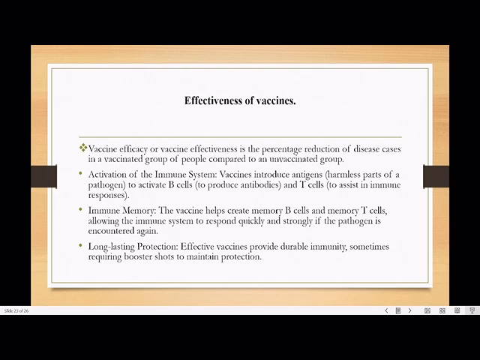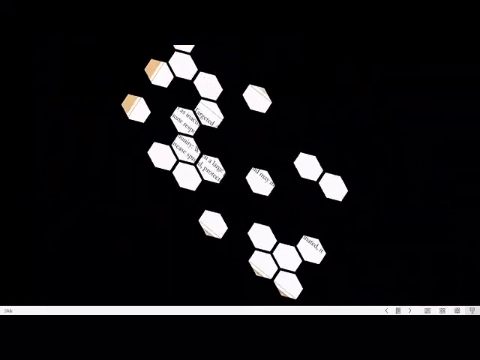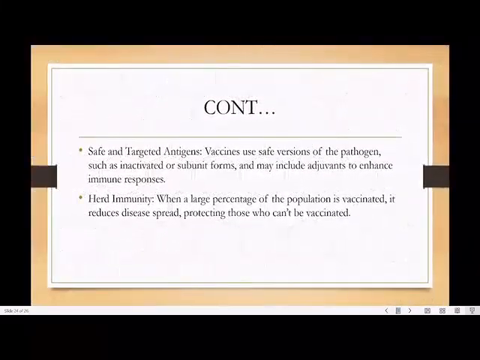Long-lasting protection, or durability, you can see that. We will see also safe and targeted antigens. Vaccines use safe versions of pathogens such as inactivated or subunit forms and may include adjuvants to enhance the immune response. Herd immunity: when a large percentage of the population is vaccinated, it reduces the disease spread and protects those who cannot be vaccinated.